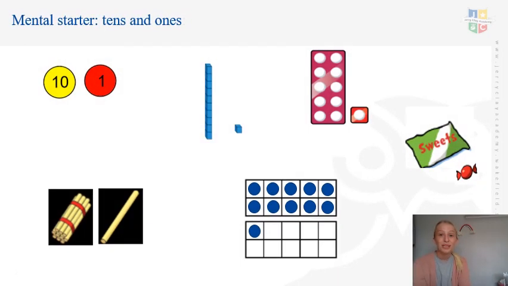So today we're going to continue our math starter focusing on tens and ones. So on screen you can see lots of different ways in which we can represent tens and ones, and today we are going to be focusing on our base 10.